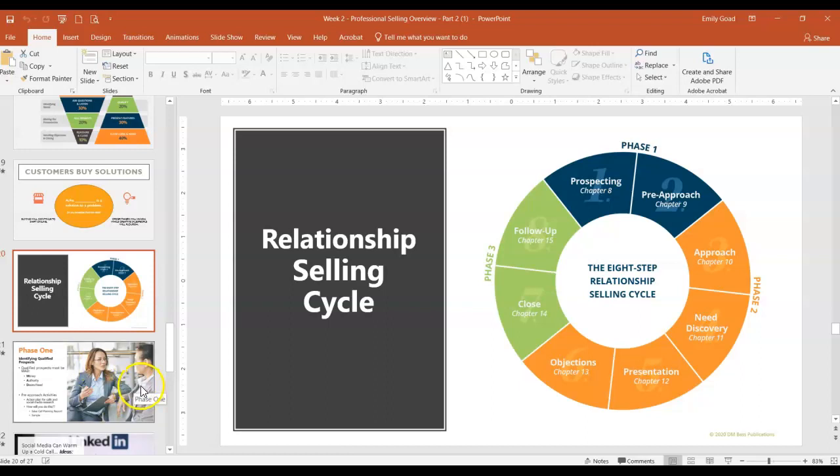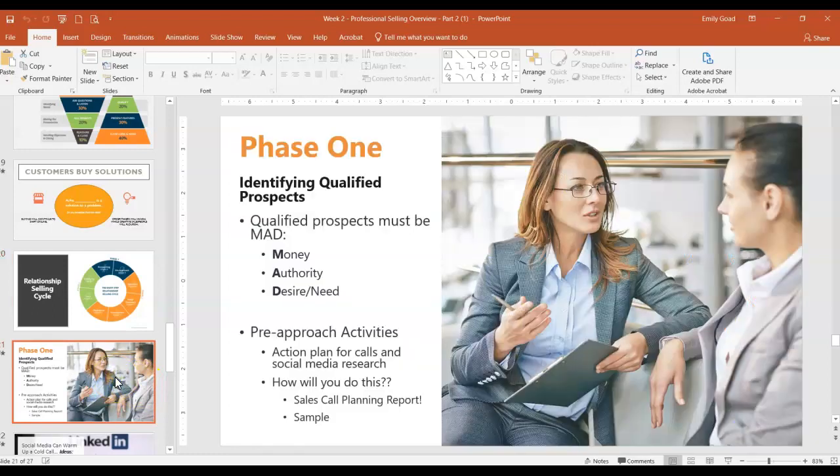So phase one does start before you sit down and have a meeting, whether that's virtual, on the phone, or in person with a potential customer. So if you remember, a prospect is a potential customer. So in phase one, we are finding potential customers. So prospecting is finding potential customers.